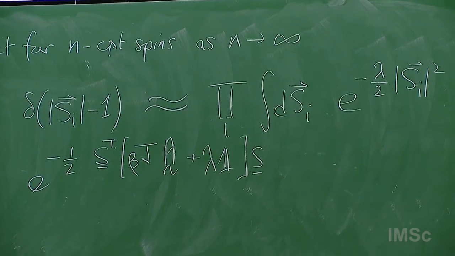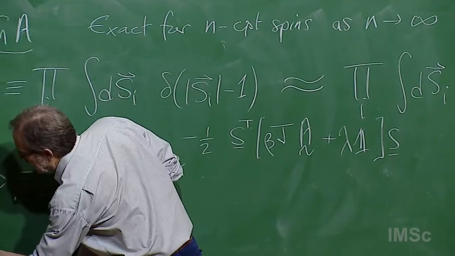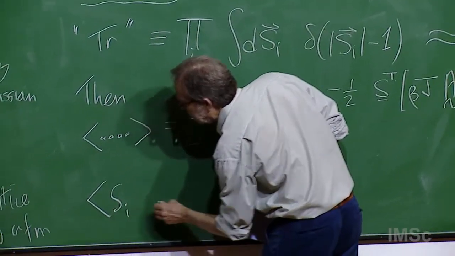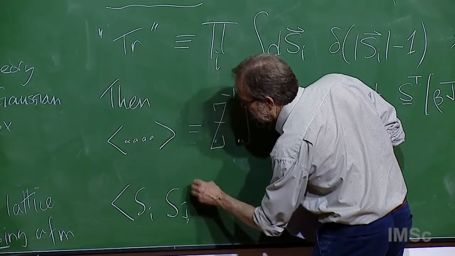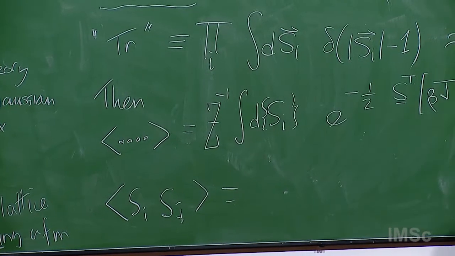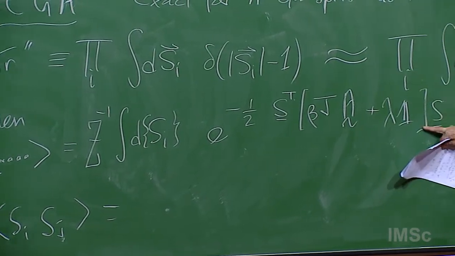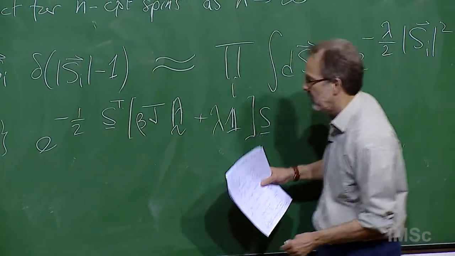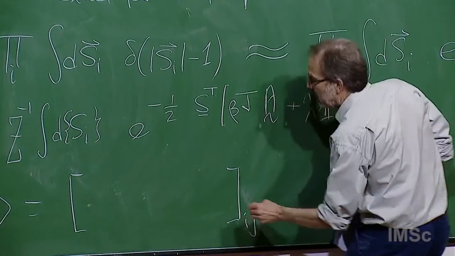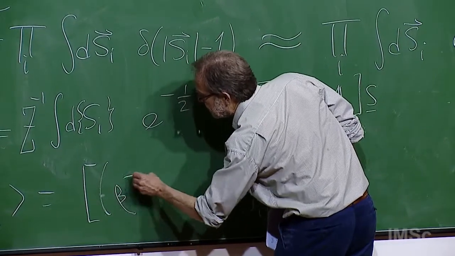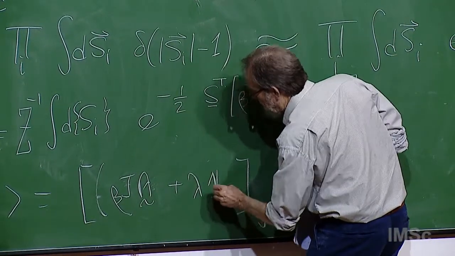And then it's a general result from working out Gaussian integrals that if I look at the correlator between spins at two different sites, S_i S_j, it'll just be given by the ijth component of the inverse of this matrix. So it'll be the ij component of the inverse of beta J times A plus lambda times 1.